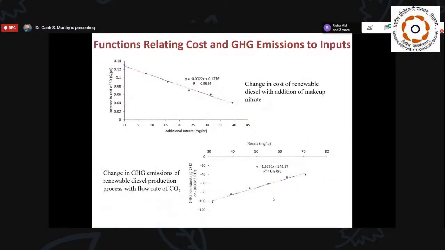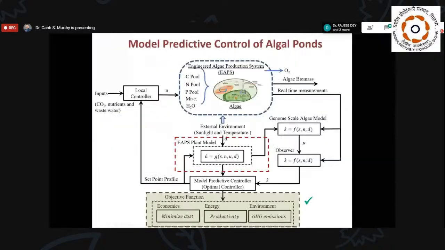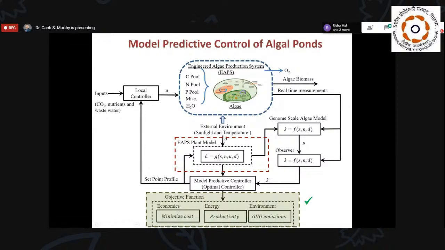We use that information to generate functions that relate the cost and the GHG emissions to the input. For example, if you are adding nitrates in terms of milligrams per hour, what is the cost in terms of dollars per gallon? Or when we add nitrates, what is the impact in terms of GHG emissions? So we develop these functions. Now in the objective function, we have a relationship between the inputs and the outputs, and the economic objectives, for example.